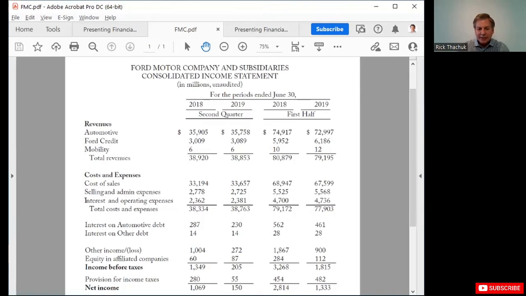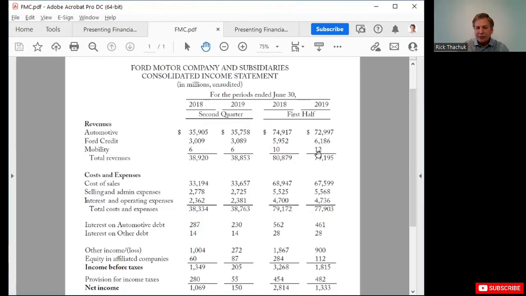Can you present provision for income taxes? Provision for income taxes is singular, so we'll need to say was. So you should have said provision for income taxes at Ford Motor Company and subsidiaries was 280 million US dollars in the second quarter of 2018. Presenting financial values in the first half of 2019, very similar again. Instead of saying the second quarter, we'll be saying the first half. So to present automotive revenues, I would say as follows. Automotive revenues at Ford Motor Company and subsidiaries were 72,997 million US dollars in the first half of 2019.